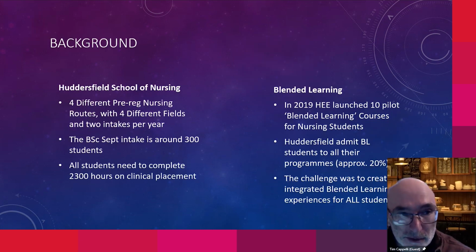The School of Nursing at Huddersfield has 4 different pre-reg nursing routes with 4 different fields: adult, child, mental health, and learning disability. And we have 2 intakes a year. So it's a fairly complex situation with different routes, different fields and multiple intakes. To give you an idea of scale, the BSc September intake is around 300 students, and then there's another January intake which is smaller, but you can see the sort of numbers we're talking about.